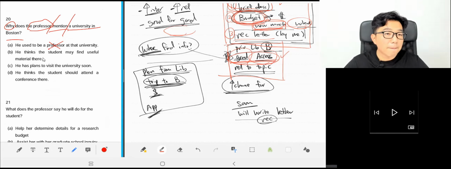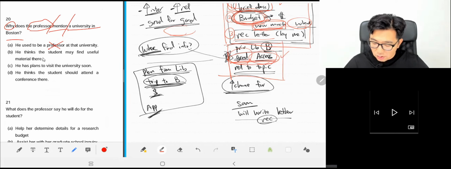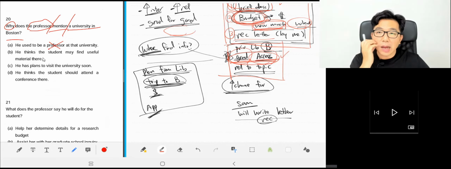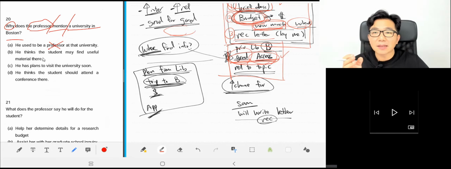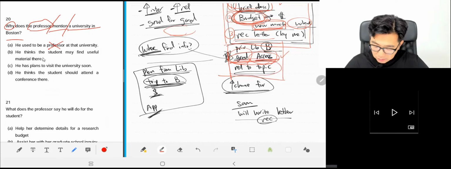Maybe. Because he graduated there, so he can give her the access. And why does he think she should go there? Because in that library, he thinks she can get a lot of relevant information on her topic. So all of this, right?